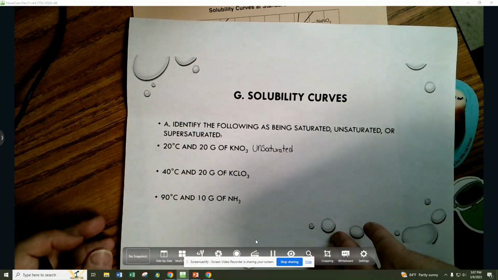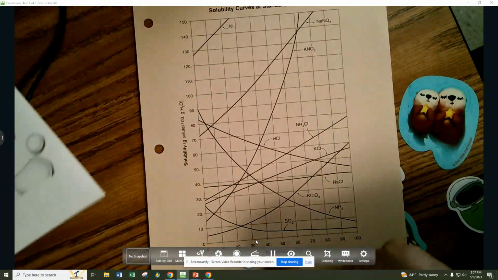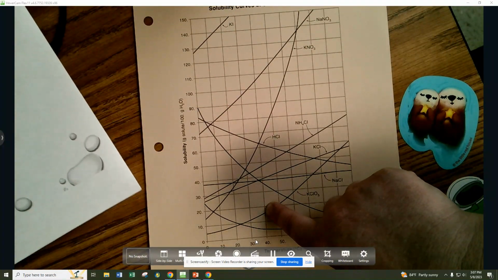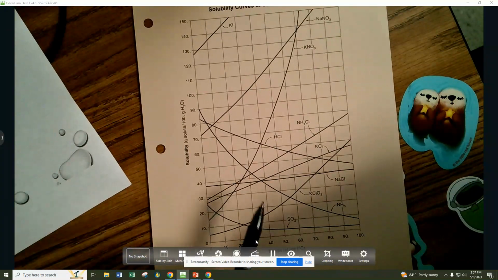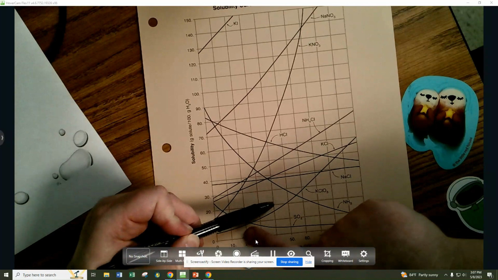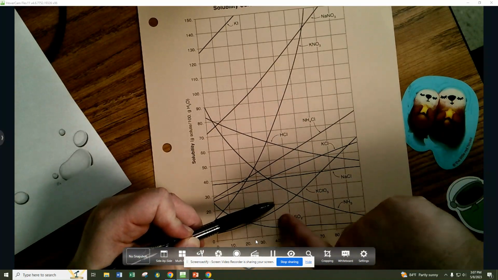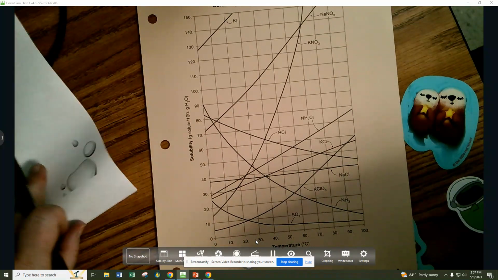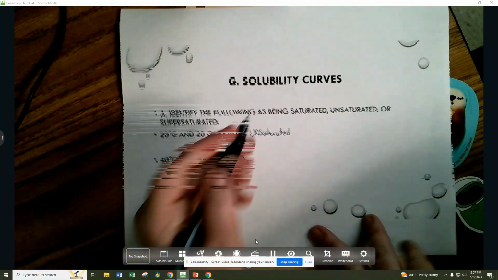Okay. If we change the conditions, so if we have 40 degrees Celsius and we're still trying to dissolve 20 grams, are we at, above, or below the curve for KClO3? Again, this is where 40 and 20 cross, and here's the line, the slope for KClO3. We can see that this quantity at this temperature is above the line, therefore this is supersaturated.